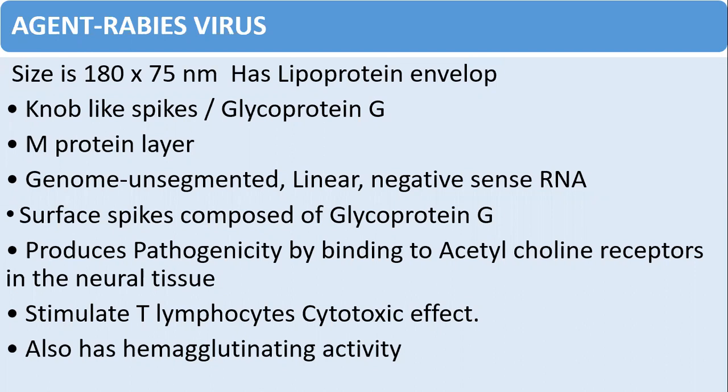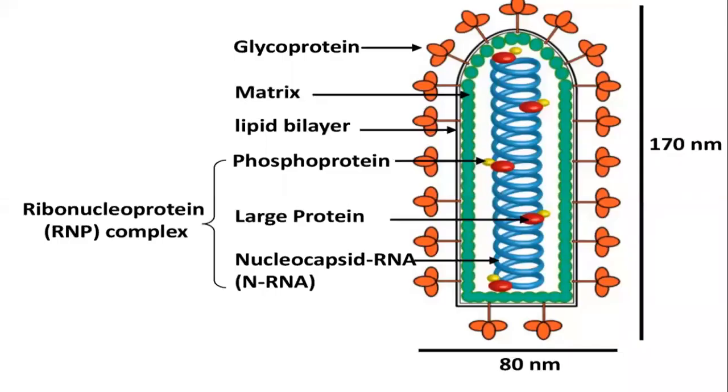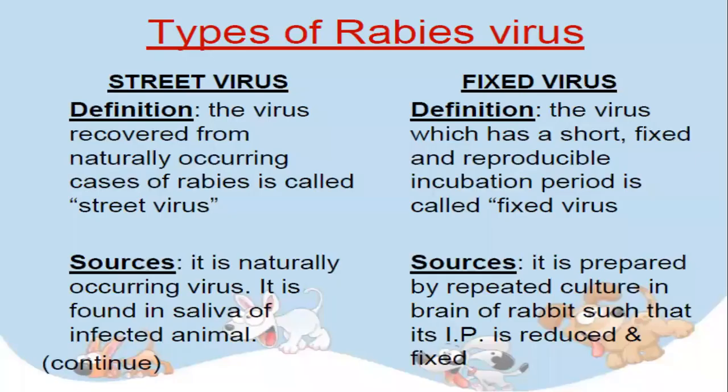It produces pathogenicity by binding to acetylcholine receptors in neural tissue, and it stimulates the T lymphocyte cytotoxic effect, and also has hemagglutinating activity. Here is a picture of that virus. It is a bullet-shaped virus having core RNA, a ribonucleoprotein complex, phospholipoprotein, large protein, and nucleocapsid RNA. The size is 80 by 170 nanometers.